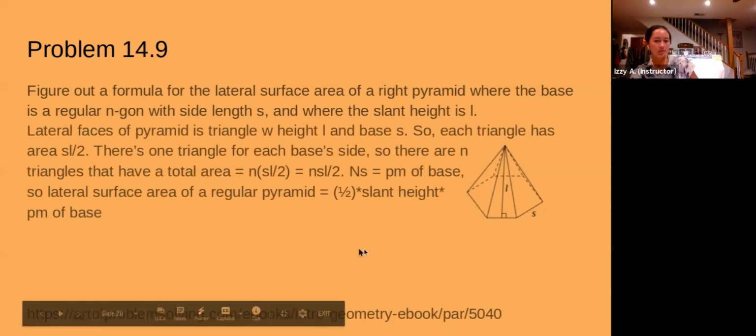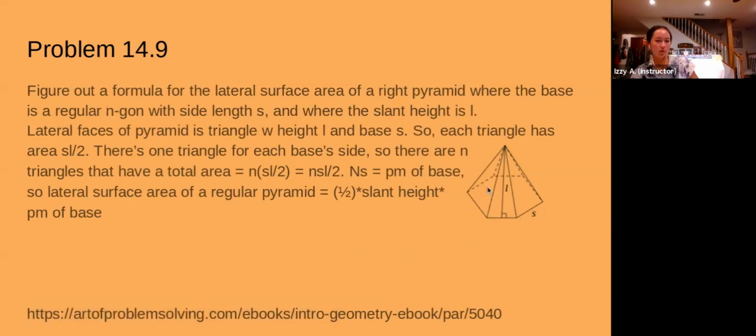So the lateral faces of the pyramid are triangles, with width, base S, and height, L. So each triangle has the area SL divided by 2, which is base times height, in this case S times L, divided by 2.